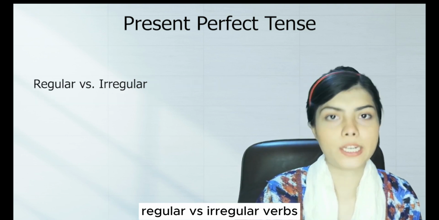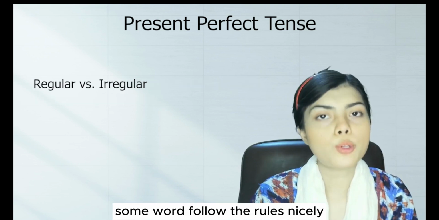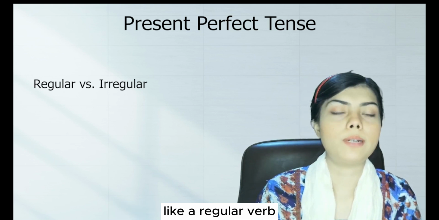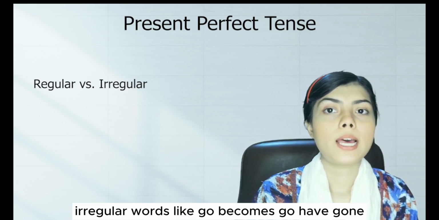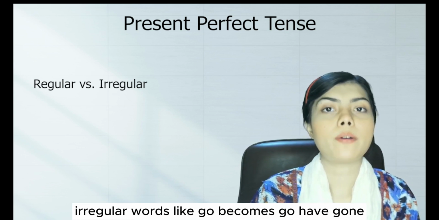Regular versus irregular verbs. Some verbs follow the rules nicely, like a regular verb like play becomes have played. Others don't follow the rules. Irregular verbs like go becomes have gone.